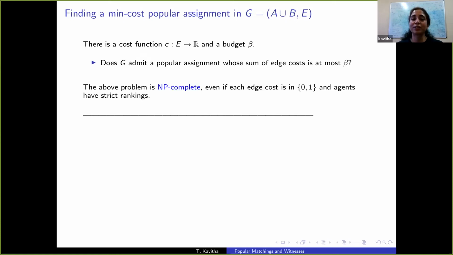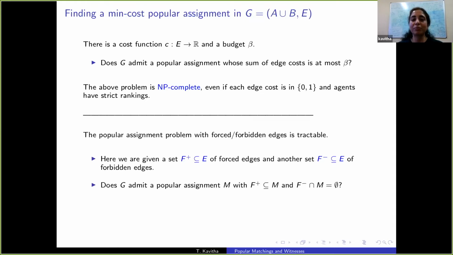Unfortunately not. This is an NP-hard problem, even when edge costs are in the set {0, 1} and agents have strict rankings. So while the popular assignment problem has a polynomial time algorithm, the min cost popular assignment problem is NP-hard. But let's look at a simpler variant of this problem.